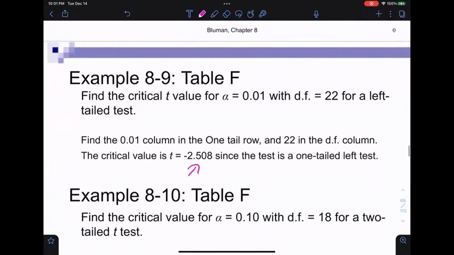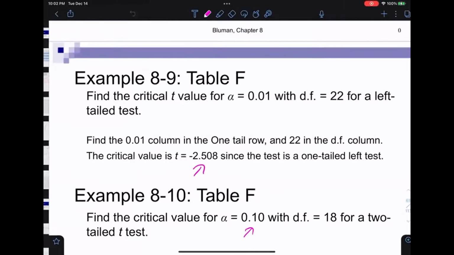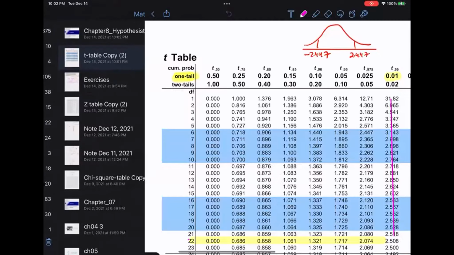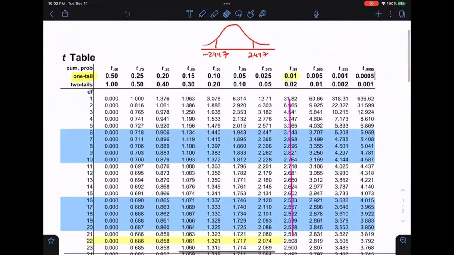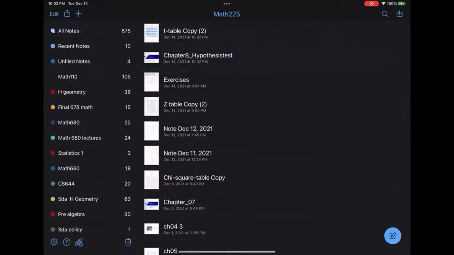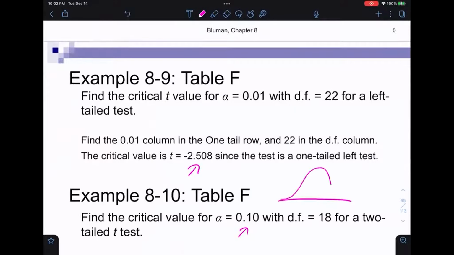Okay, find the critical value for 0.10, 18 degrees of freedom for a two-tail t-test. So 0.10, 18 degrees of freedom, it's a two-tail test, because they said two-tail, and that's here, right here, right? So 1.71 or 1.72, right? So it should be negative 1.71 or negative 1.72, right? So this is the answer.